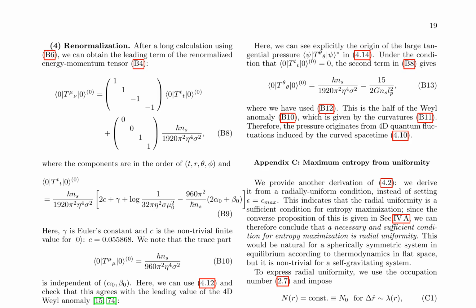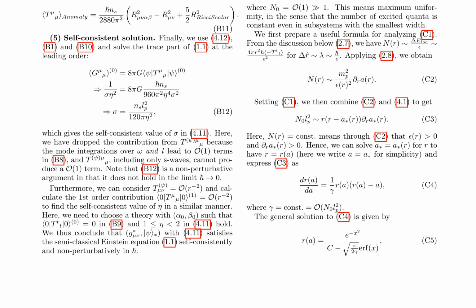An alternative derivation of the entropy maximization condition is provided by imposing radial uniformity in the occupation number, leading to an expression for the number of excited quanta as a function of the energy density and the derivative of the area function. By setting this number constant, a differential equation for the area function is derived and solved to give the general solution, highlighting the role of quantum fluctuations in inducing a large tangential pressure and demonstrating that radial uniformity is a necessary and sufficient condition for entropy maximization in a self-gravitating system.